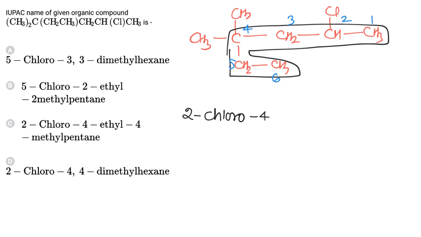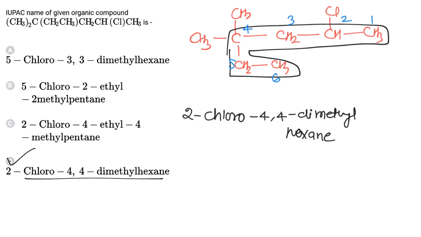At fourth position 2 methyl groups are present, so 4,4-dimethyl. Total 6 carbon atoms are present in main chain, so hexane, and correct answer is 2-chloro-4,4-dimethylhexane, and hence option D is correct.